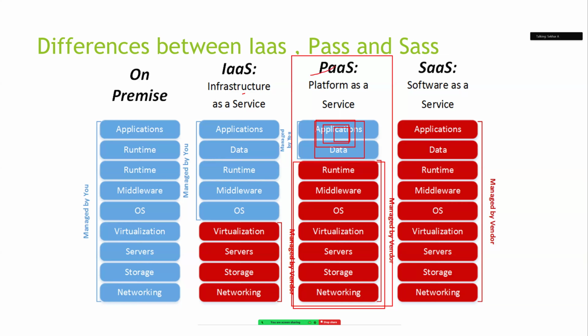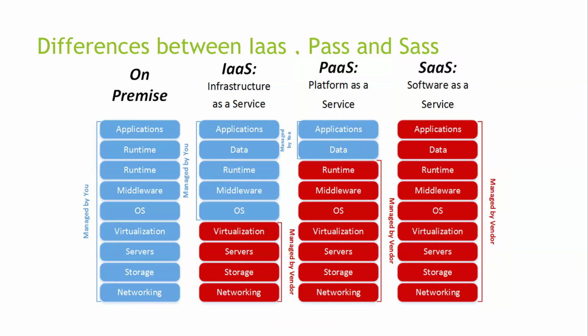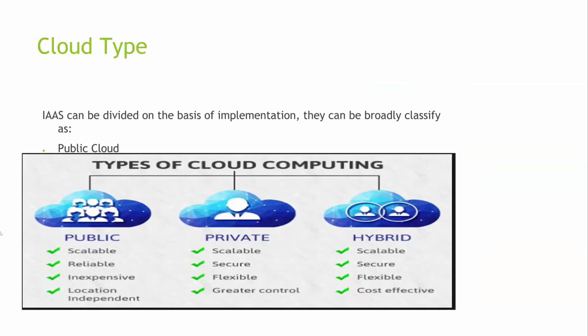Next, SaaS. What is SaaS? Software as a service. It is managed by the vendor. Application, data, OS, servers, these are all managed by the vendor. Clear? Next, there are three types of cloud computing in the market. One is public, the other one is private, and the next one is hybrid.